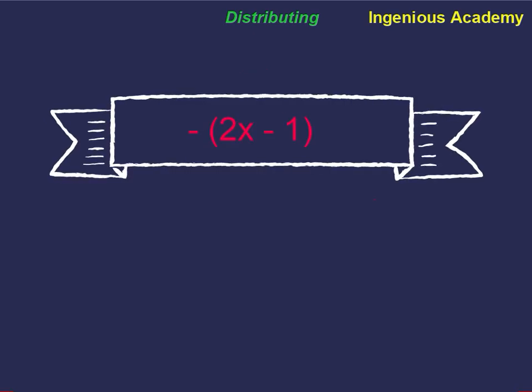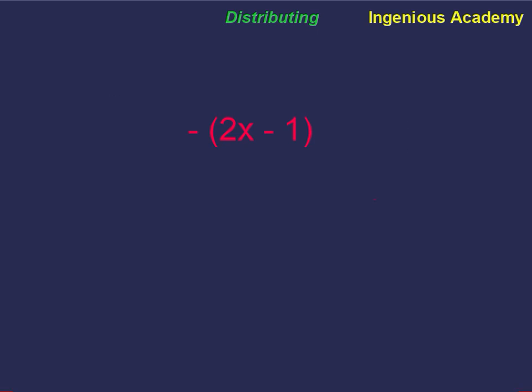Our second example is negative (2x minus 1). Negative parentheses 2x minus 1. Now, notice I didn't say any number after I said the negative. When there's no number there, we assume that that number is a 1. So I'm going to go ahead and write that in. Now we want to go through our steps 1 and 2.